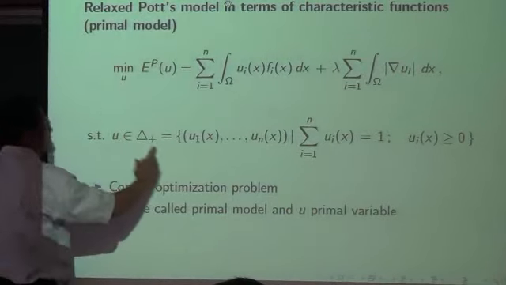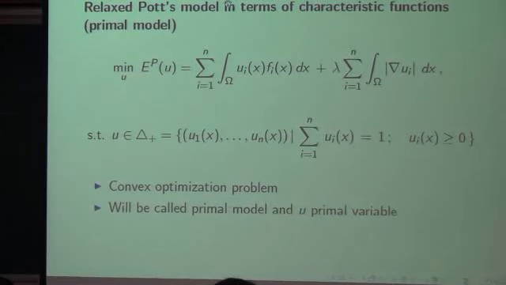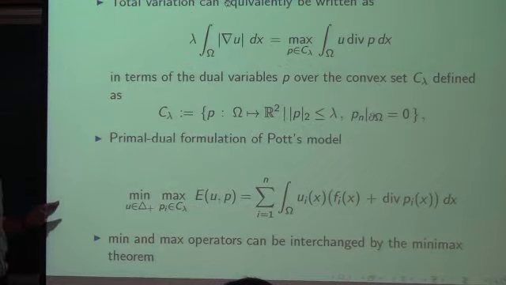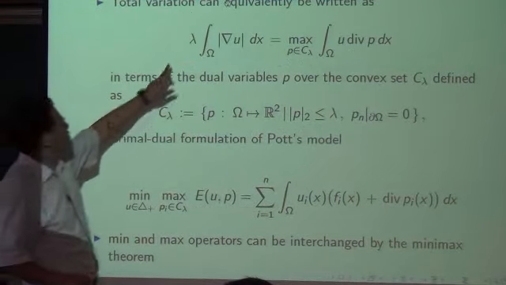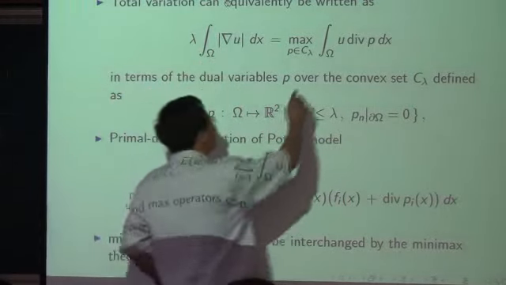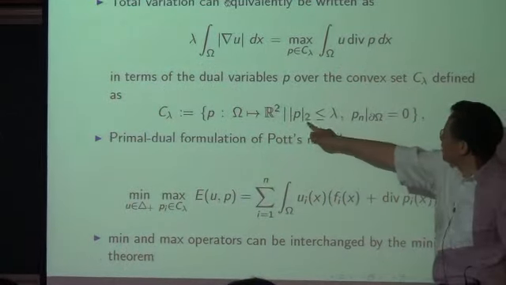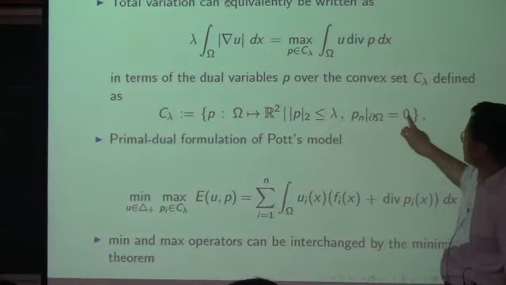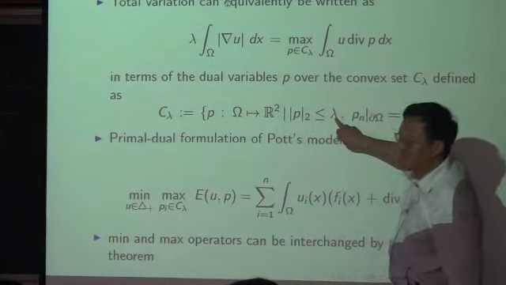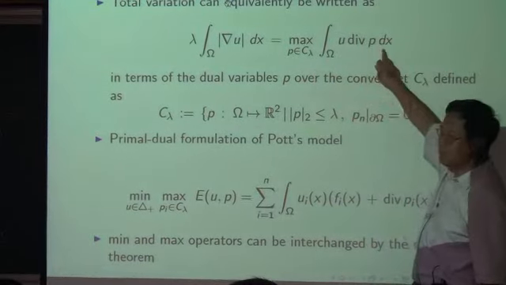So this Ui should belong to here. Now I'm just trying to show that if you put on the TV term, it still works. I don't know how many of you are familiar with the TV; we talked about it in the first lecture. The total variation of a function can be defined as the supremum of U divergence P, where P is a vector such that its magnitude is always less than 1 and it is 0 on the boundary. Because we have a lambda, we absorb this lambda into here.